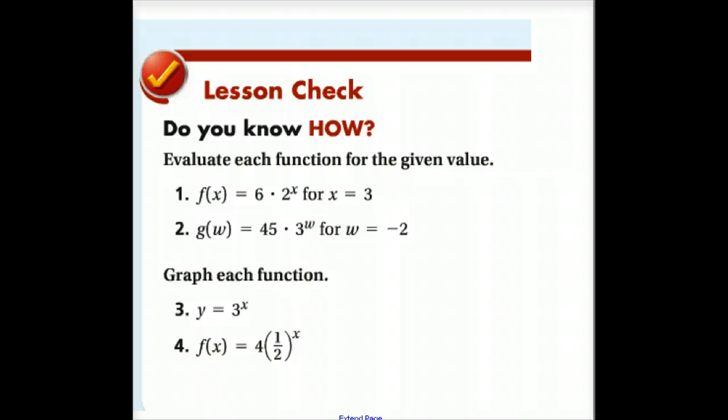Alright, those are the 4 examples for lesson 7-6. Please complete 1 through 4 and bring your answers to class.